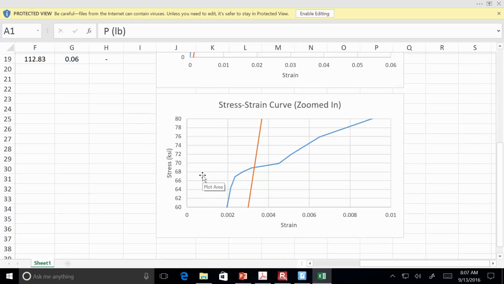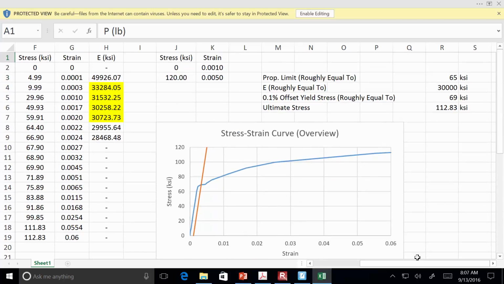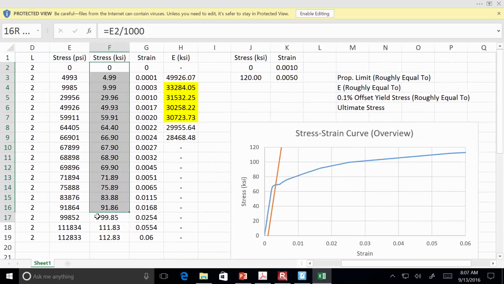Okay? And lastly, the ultimate stress, literally just the maximum stress that you read. So I can just go to the table and see that's 112.83. So that's pretty straightforward. Okay, does anybody have any questions on this?